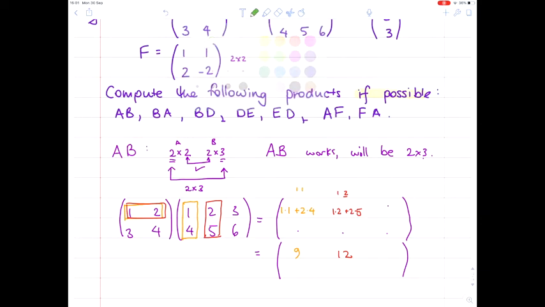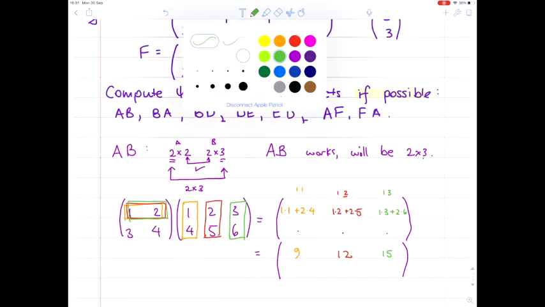So now let's have a look at our entry over here. This is the first row, third column entry. So that says take the first row of A and dot it with the third column of B. So that's going to give us 1 times 3 plus 2 times 6. And that will give us 15 in total. Phew, okay, so we're halfway through.